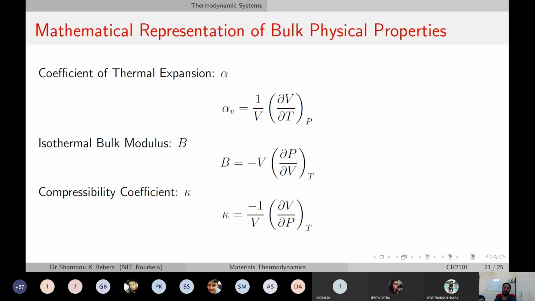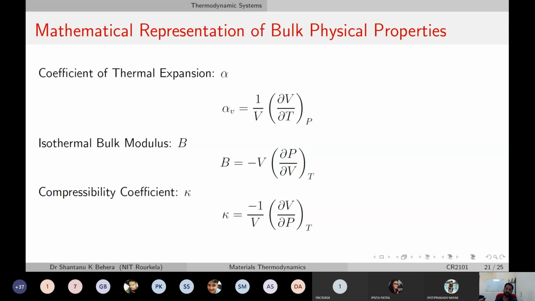Now let's see. It's a simple shift of our focus, in the sense that we want to see physical systems, bulk physical properties, and can we represent some of those physical properties in terms of mathematics that we have taught recently. These are three basic functions that I've written, and you must be familiar with these. Say the coefficient of thermal expansion, alpha, bulk modulus, and of course the compressibility factor, or compressibility coefficient.